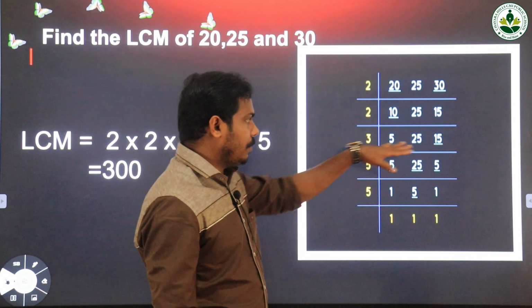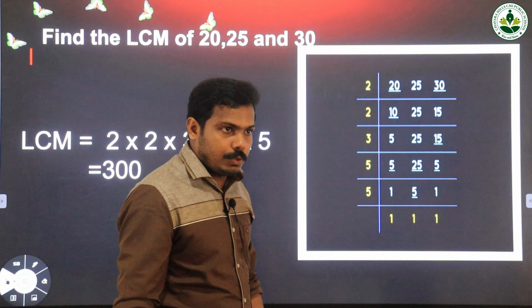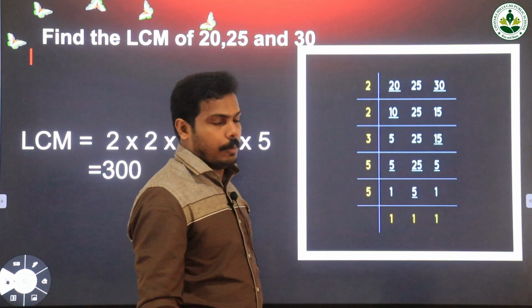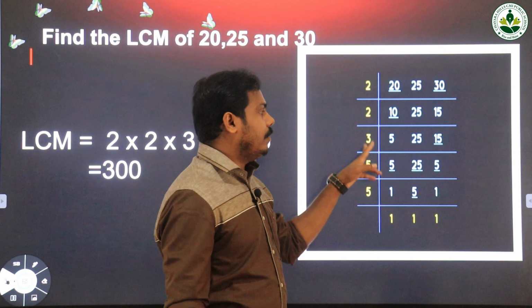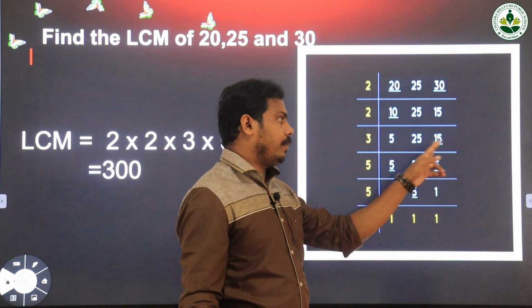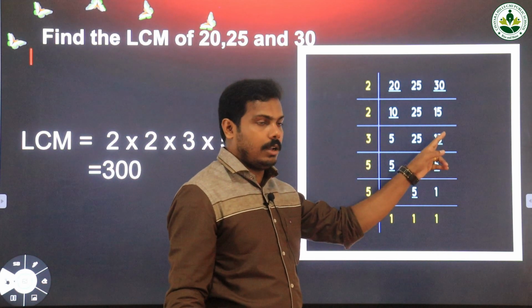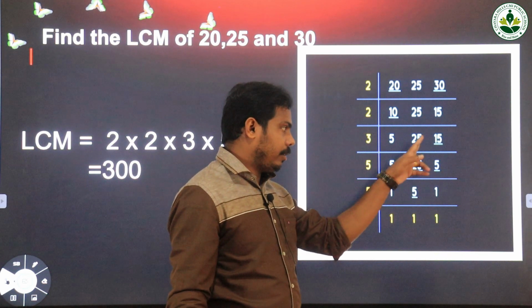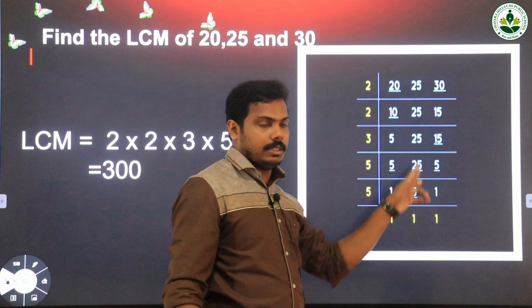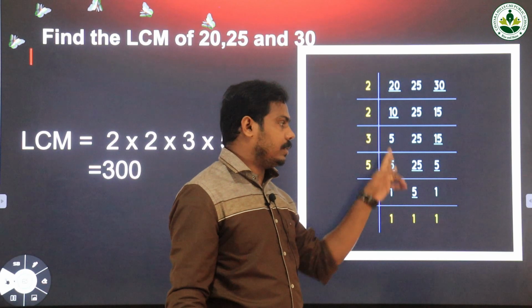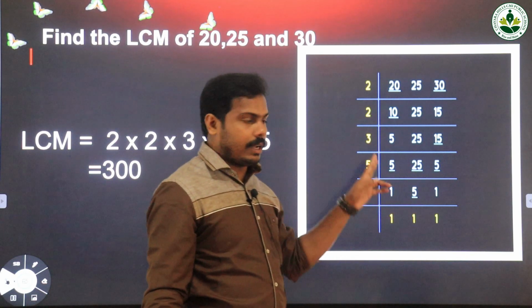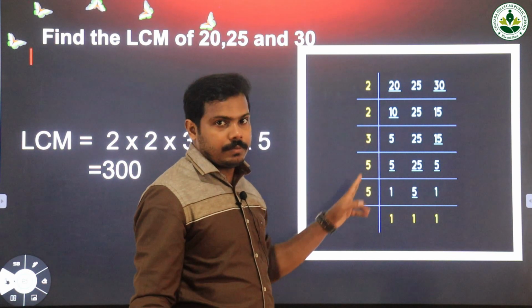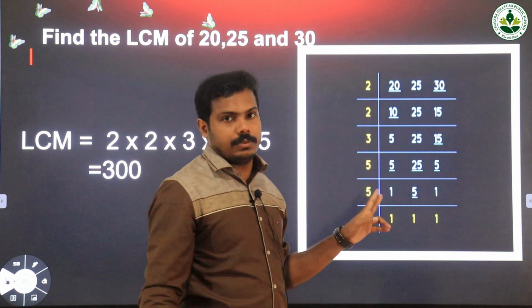We can't divide these numbers by 2, these numbers are not divisible by 2. So we move to the next one, that is 3. Next prime number 3, we write 3 and we can divide 15 by 3. So just divide that number and bring down the other 2 numbers without any change. Now we got 5, 25 and 5. We can't divide these numbers by 3. So we move to the next one, that is 5.